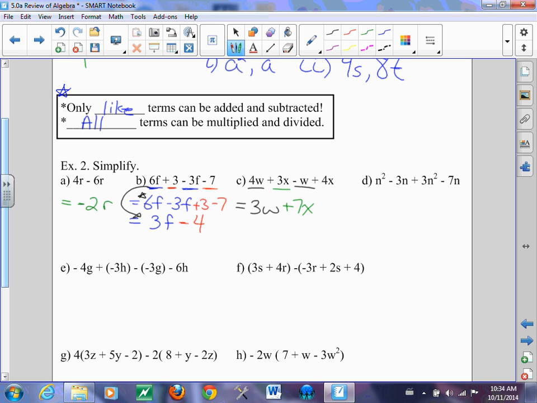So if you're wondering where I collected them, just like that. And again, these are not like terms because one has a W and one has an X, so we are done. All right, next example, ladies and gentlemen.